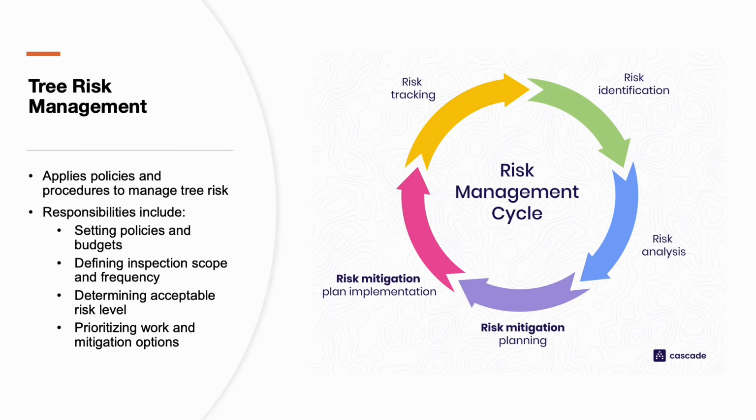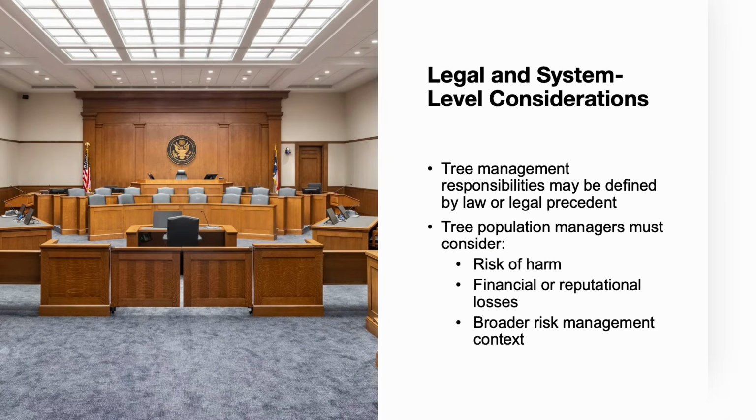Tree risk management involves applying procedures to identify, evaluate, and mitigate tree risks. The tree manager or owner sets the policies, defines acceptable risk levels, and decides how frequently to inspect. In many cases, arborists work with managers to define the scope and prioritize mitigation actions. Tree managers must also be aware of local laws or legal precedents regarding tree maintenance.